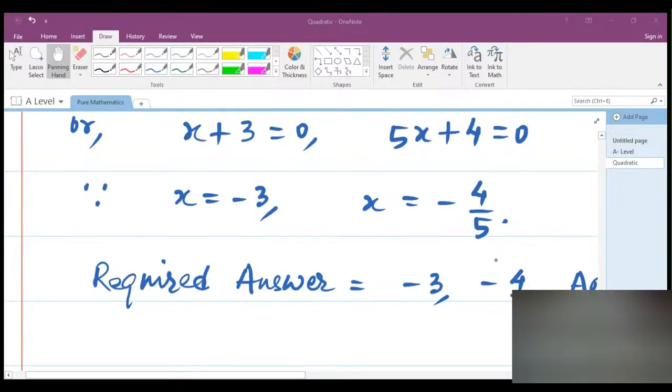So let's see the solution of the next question. Your next question is 20 minus 7x equal to 6x squared.